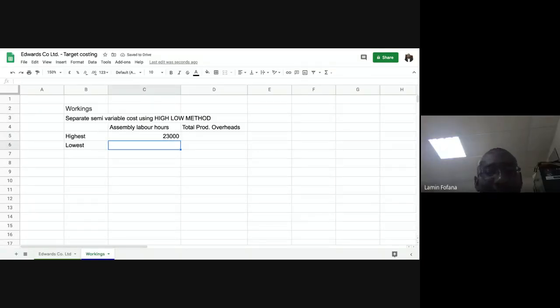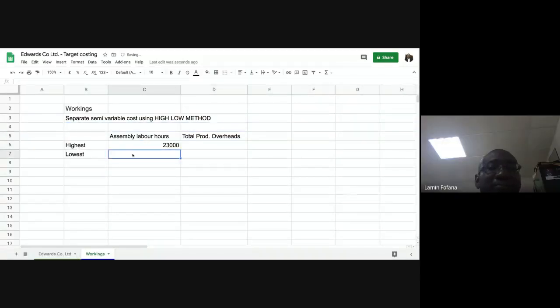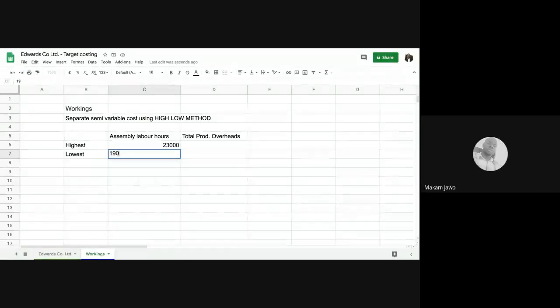Umaya, where are you looking? I hope you are not looking from the bottom. Yeah, the lowest is 19. The highest is 23 and the lowest is 19. 19,000.